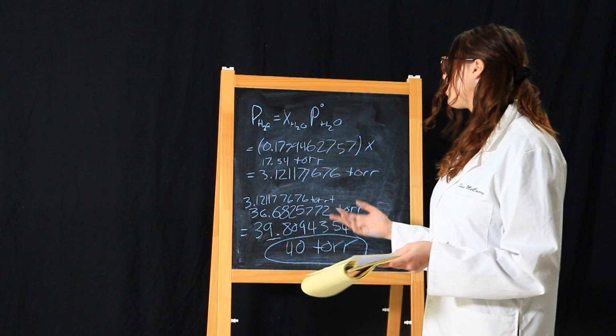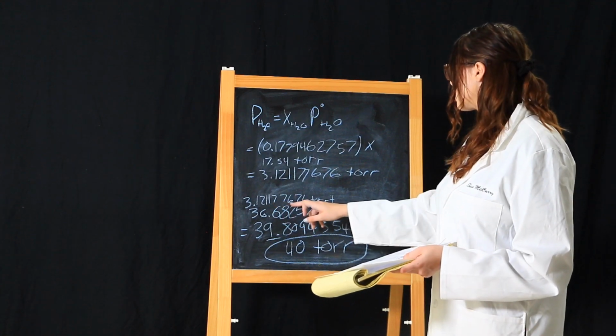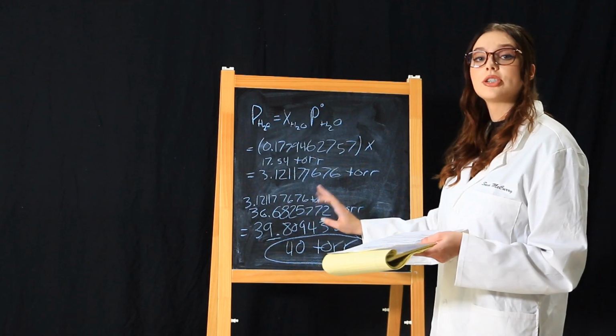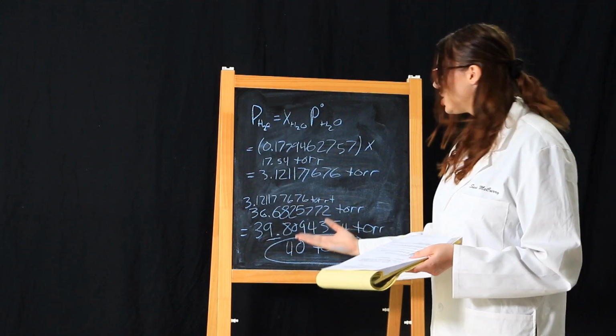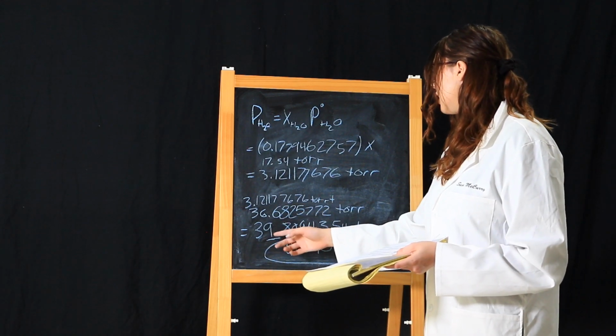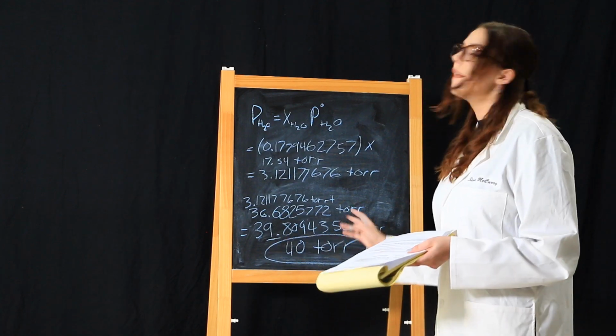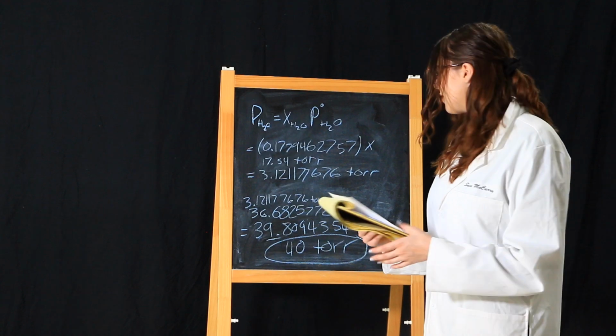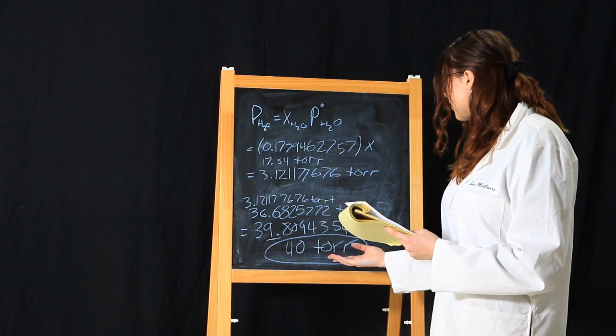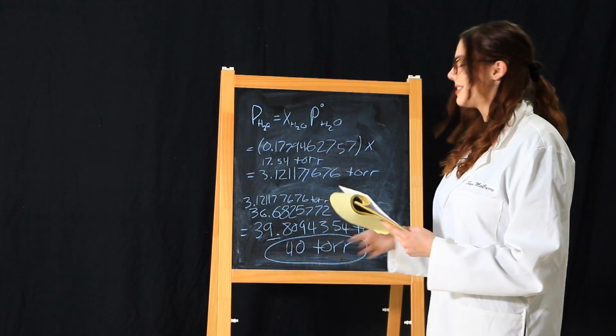In order to find that, we need to add the partial pressure of water and the partial pressure of pure ethanol together. And when you do this simple addition, you're going to get 39.8 torr. Now, as I mentioned before, everything in this problem is 2 sig figs, so we are going to have a final answer of 40 torr.